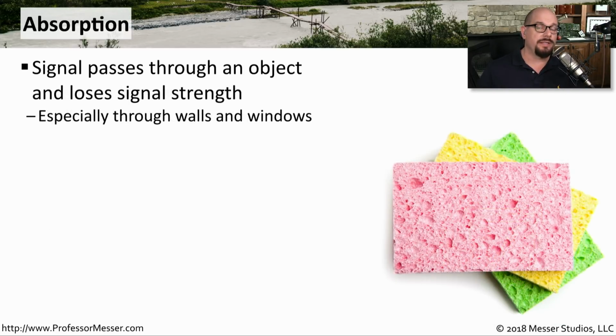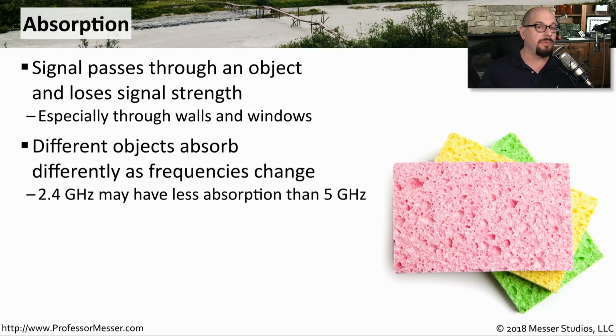If a wireless signal isn't reflecting off of an object, then it may be absorbed by the object. That means the wireless signal is going to pass through an object and lose a little bit of signal as it passes through. This can be a problem as the wireless signal goes through walls or windows and it has less signal as it passes through on the other side. Different objects will absorb differently as the frequencies change. So you may find 2.4 gigahertz has a very different absorption rate than 5 gigahertz.